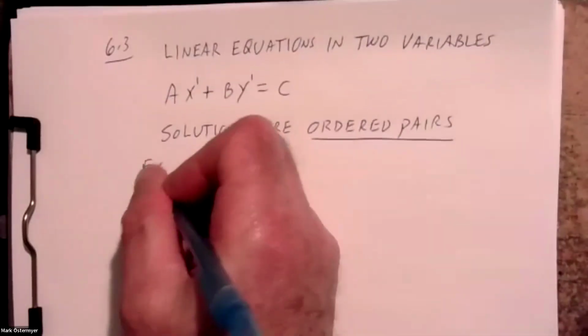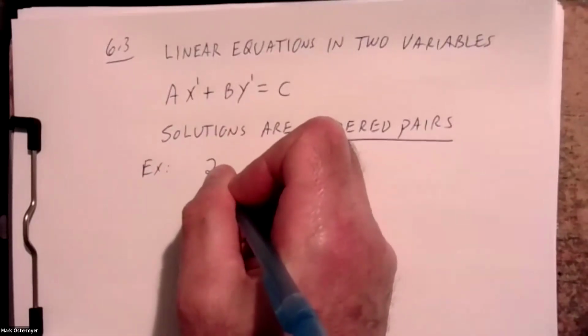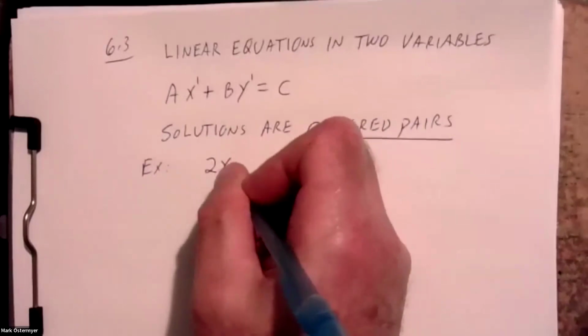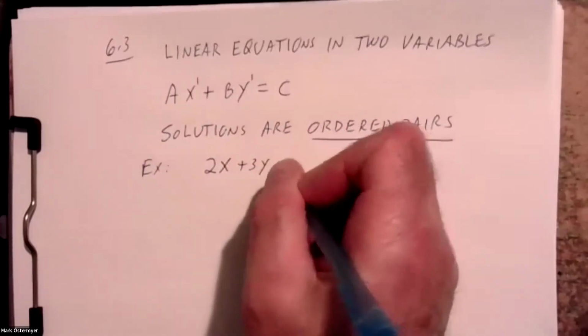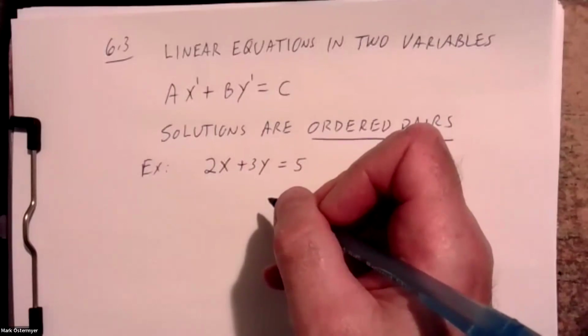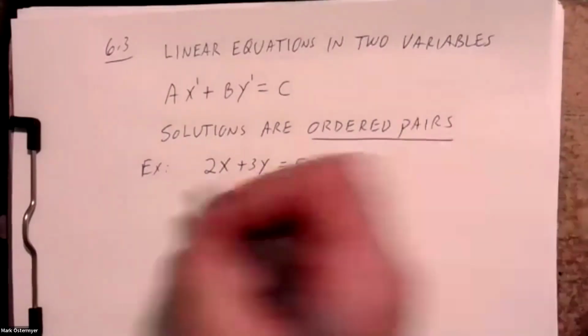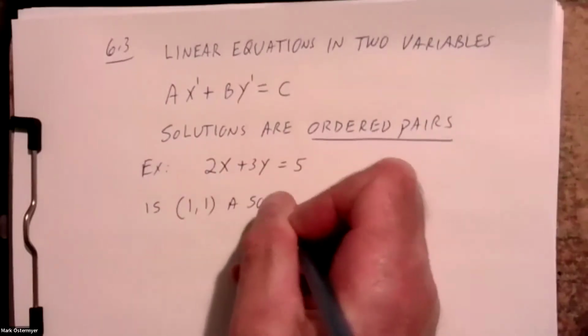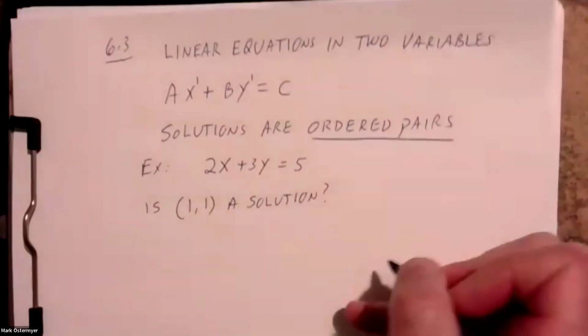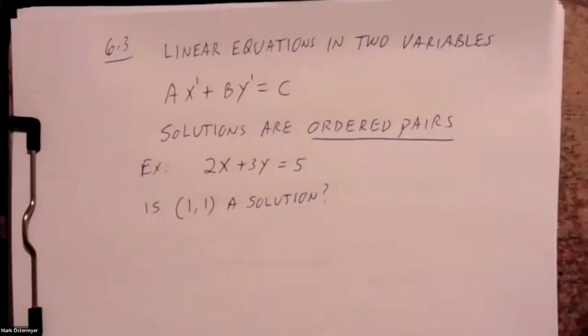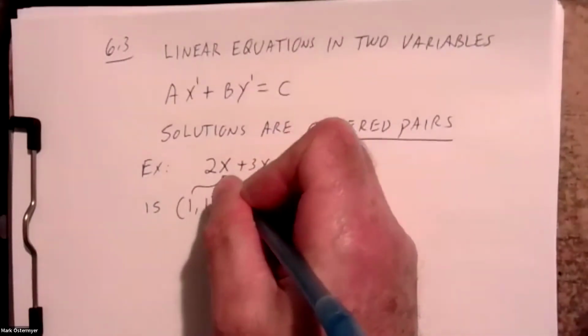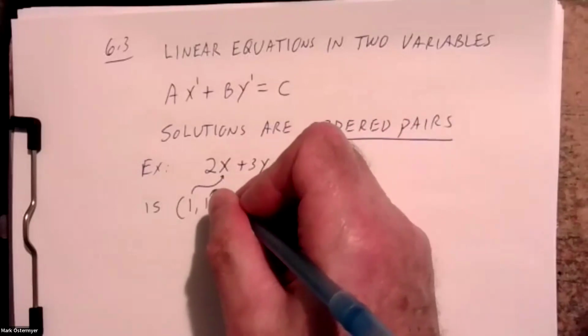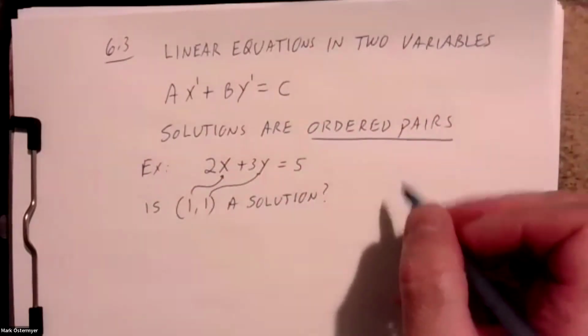Let's look at a specific example. Suppose I give ourselves this linear equation to play around with: 2x plus 3y equals 5. And I ask myself this question: is the ordered pair 1, 1 a solution to this linear equation? Well, to be a solution, an ordered pair has to satisfy the equation, which means that when we replace the x variable with the x coordinate, in this case 1, and replace the y variable with the y coordinate, in this case 1, we better get a true statement.